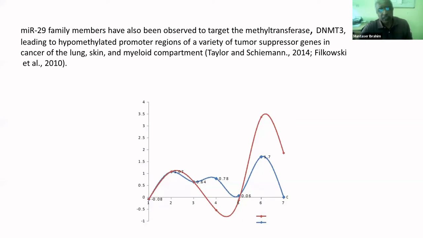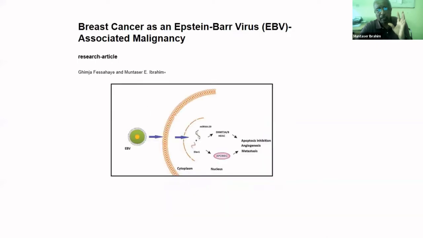I'm about to finish. So this is the microRNA that has been established in this family. This family has been extensively dissected for everything. One of them is microRNA 29. So microRNA 29 is a homologue of Epstein-Barr virus.